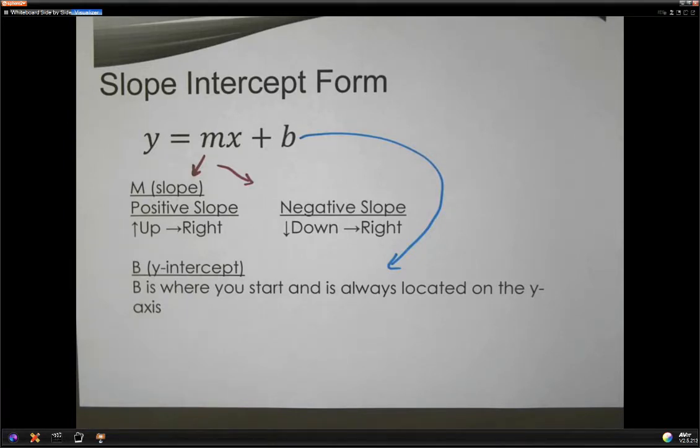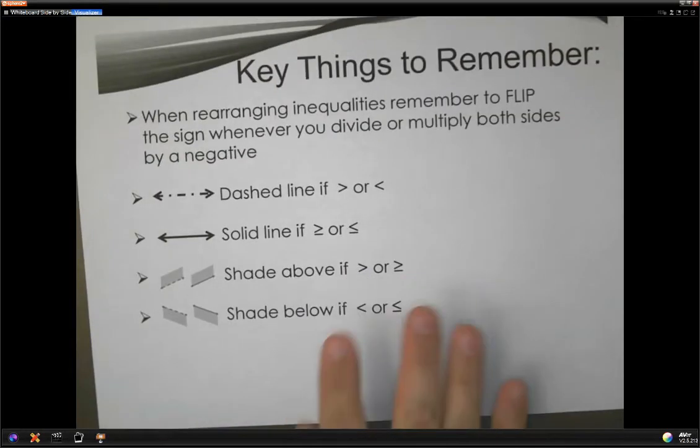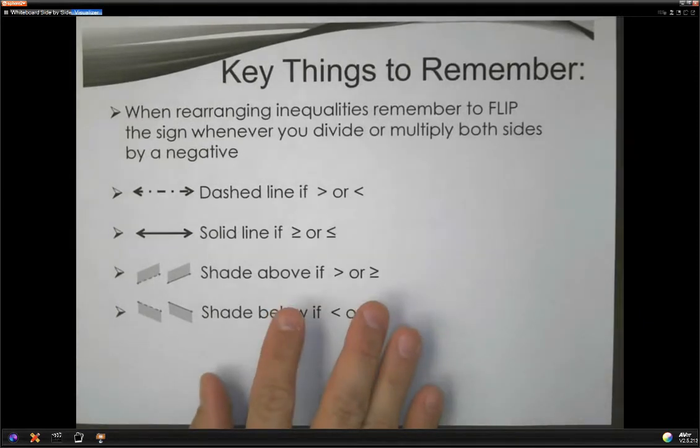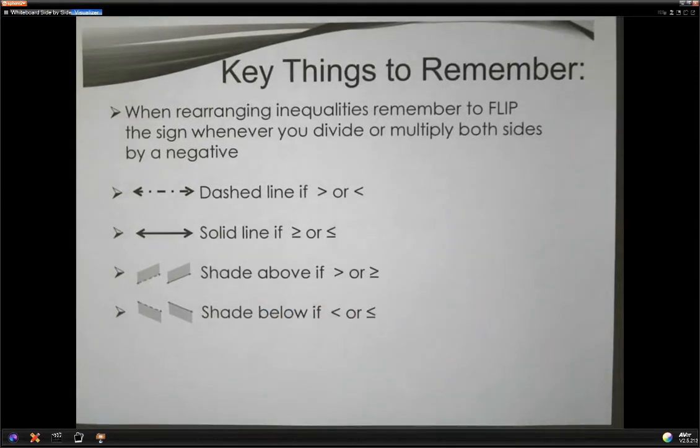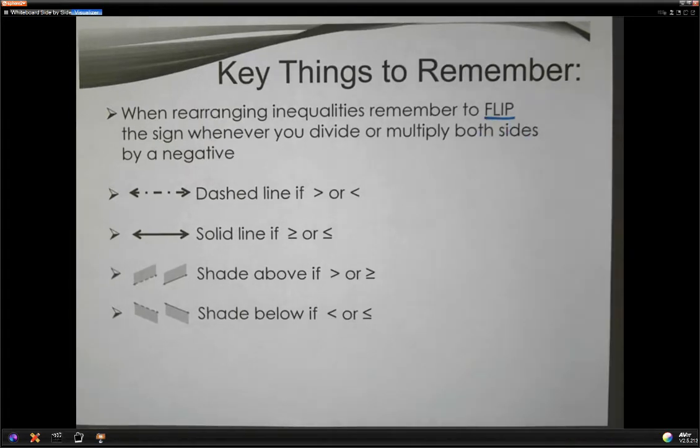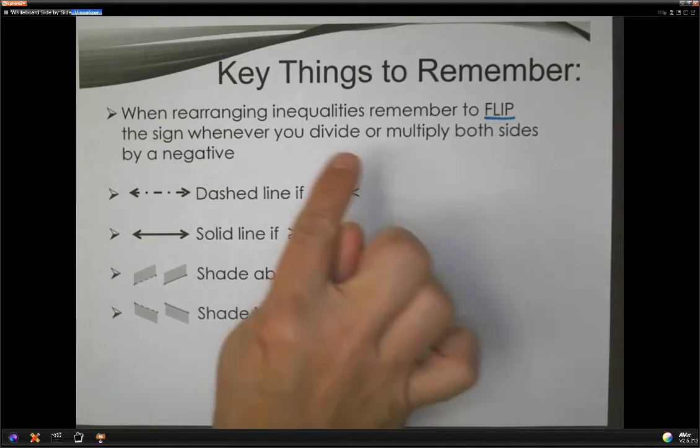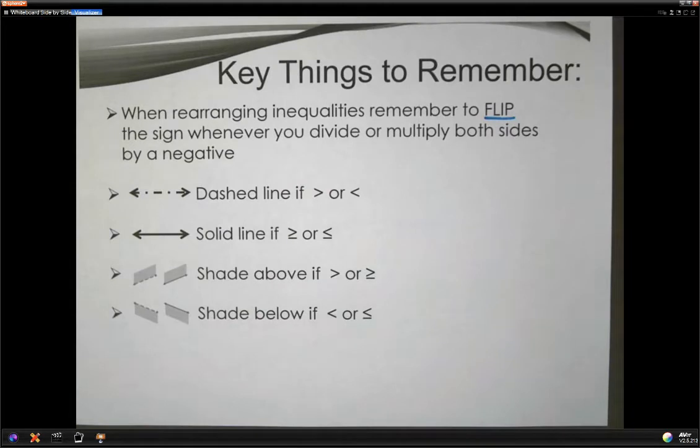Now, there are a couple of key things that we need to remember. First thing is, when rearranging inequalities, remember to always flip the sign whenever you divide or multiply both sides by a negative. Okay, so when we're adjusting some of those inequalities, we do have to be careful of that one thing: when we're either dividing or multiplying both sides by a negative, then we are going to have to flip the sign.